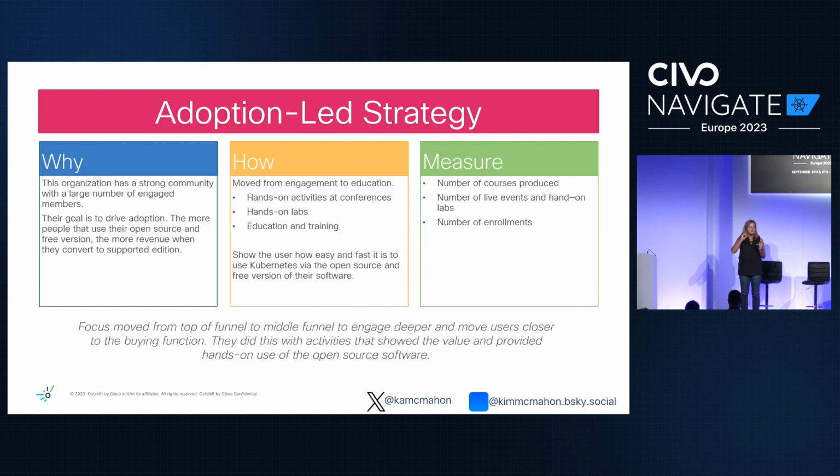So the more people that use their open source and free version, their theory was, the more revenue they would be able to bring into the organization. And again, these are community people, so they were not selling. They moved from just engaging on Twitter and Slack and at events to getting hands-on with the technology, hands-on labs, offering a whole set of education and training around their open source project, and having hands-on activities at events.